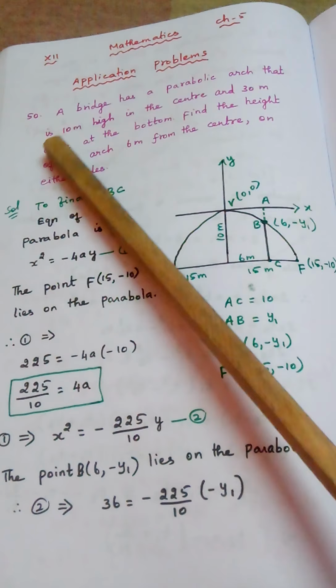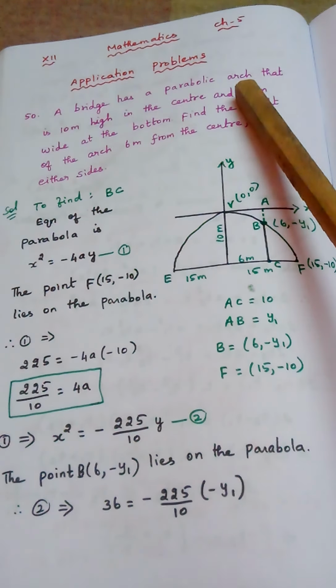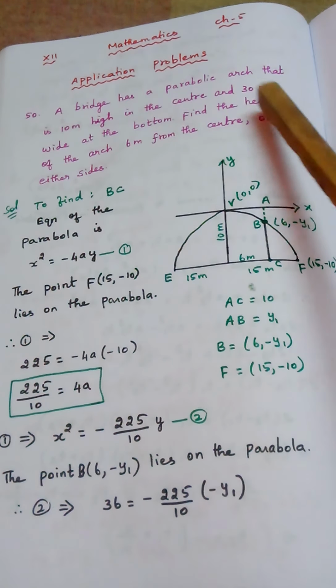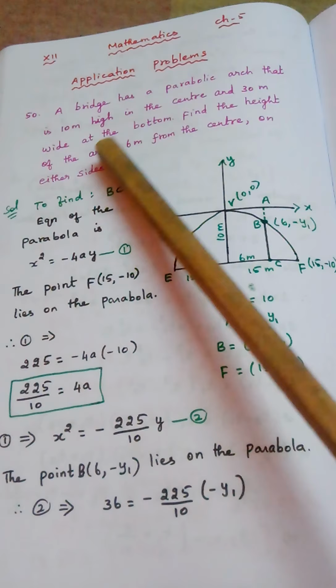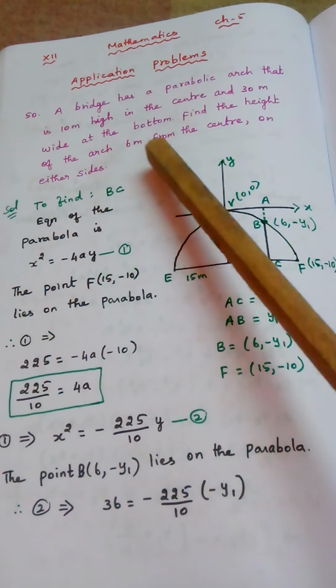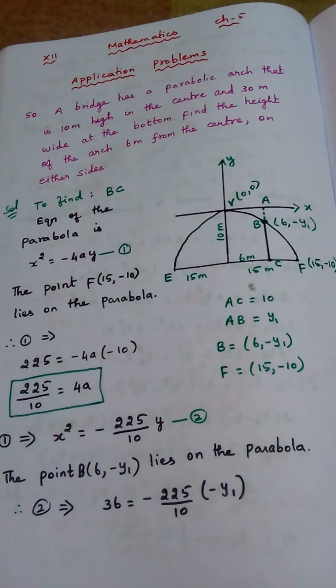Question number 50. A bridge has a parabolic arch that is 10 meters high in the center and 30 meters wide at the bottom. Find the height of the arch 6 meters from the center on either side. While reading the question, it may look like you don't understand, but just see this diagram. I'll try to explain through the diagram.